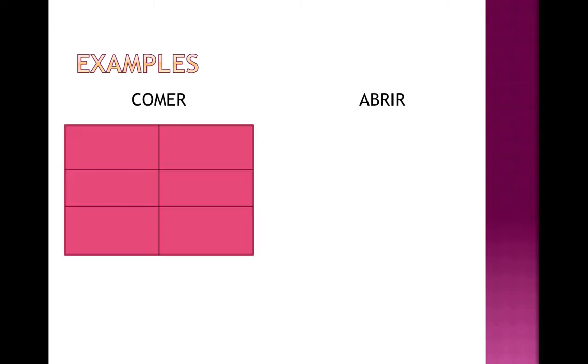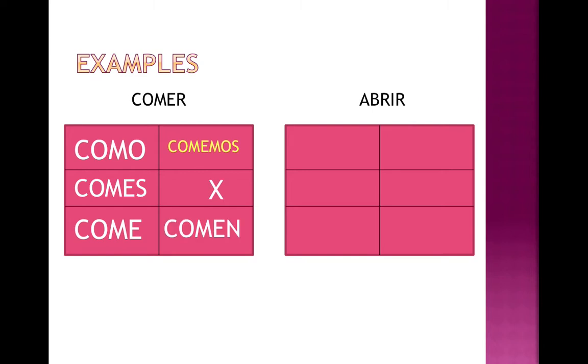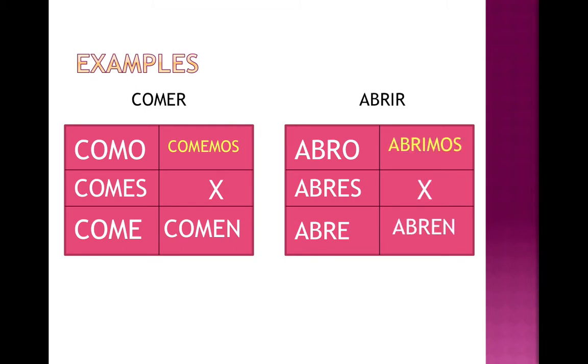Here's the verb comer and the verb abrir. So we're going to take off the ER ending and we add the O. Como. Then comes. Then come. Comemos. It's an ER verb, so it has the E ending in emos. And then comen. Abrir, same endings except the nosotros form. Drop off the IR ending. That's what a lot of people forget to do, is drop that ending off. It can't be abriro. It's abro. Then abres. Abre. Abrimos. Abren.